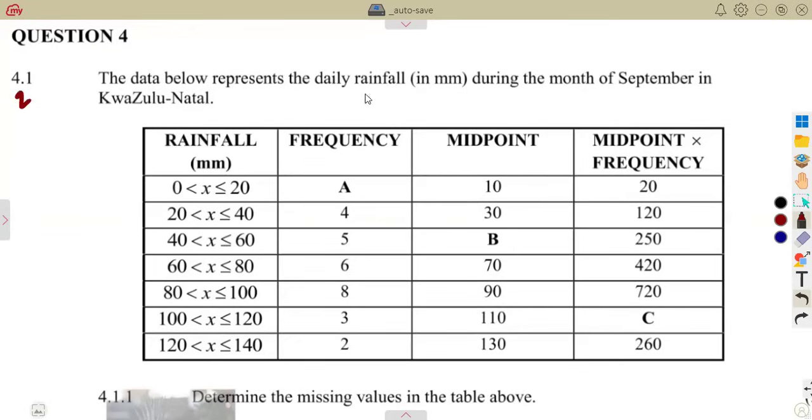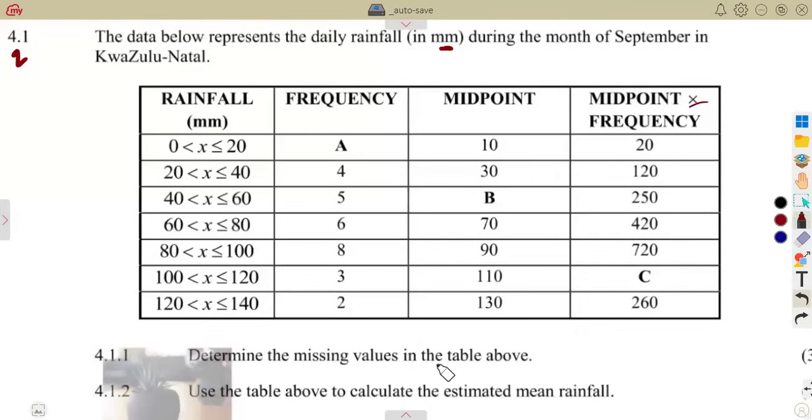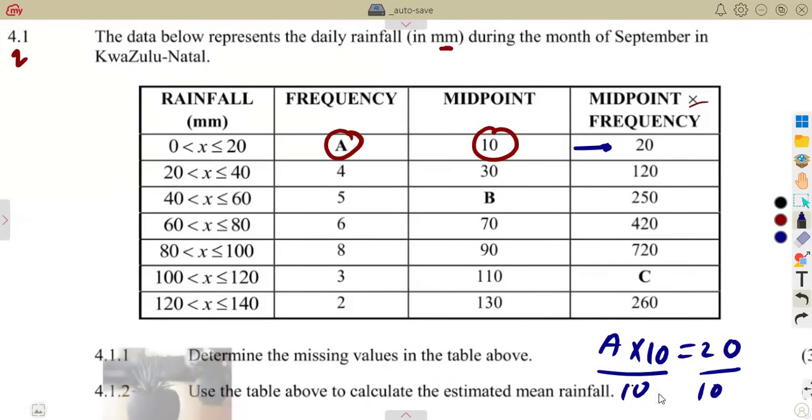4.1, the data below represents the daily rainfall in millimeters during the month of September in KwaZulu-Natal. We are given the rainfall from 0 to 20 and so on, the frequency, and the midpoint times the frequency. In this case, you are being asked to determine the missing values in the table. If you multiply the midpoint and the frequency, you must get this 20. Like A times 10 is supposed to give us 20. So what is A? Simply divide by 10, guys. That's a 2.